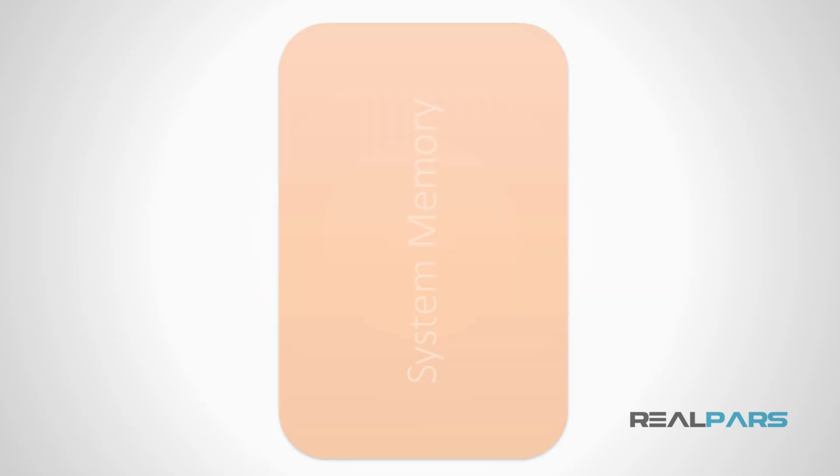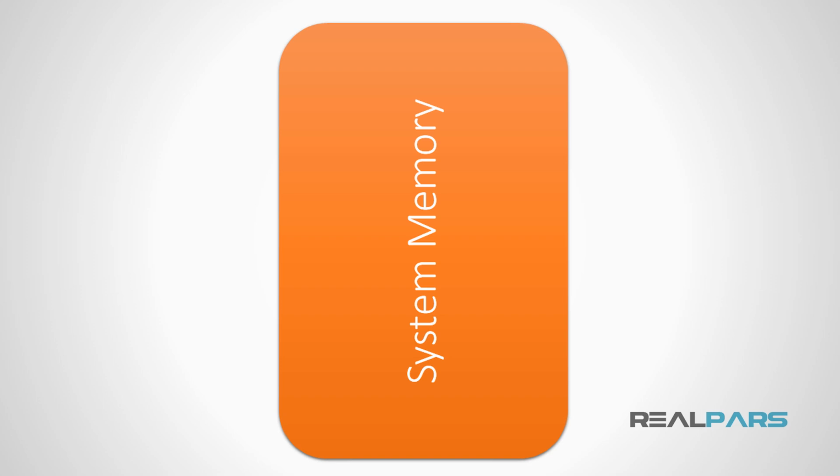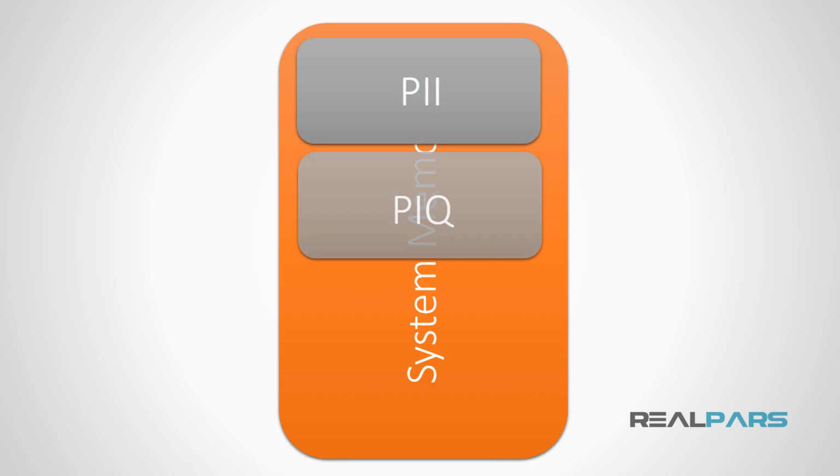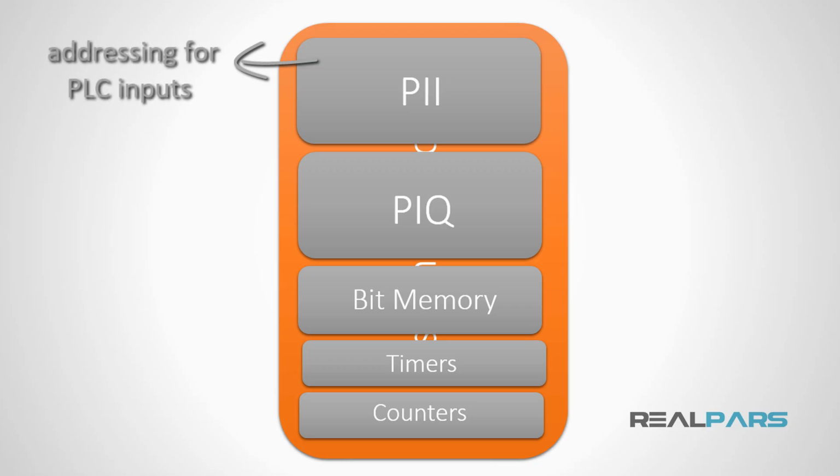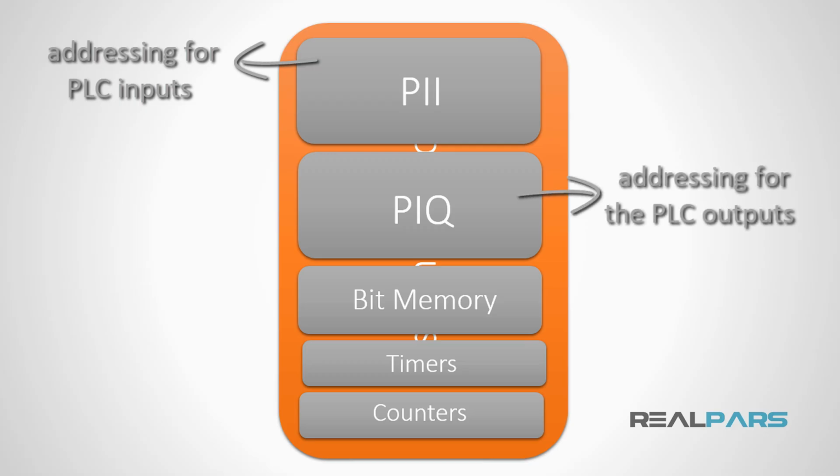Well, system memory itself consists of 5 parts: PII, PIQ, bit memory, timers, and counters. PII, or Process Image Inputs, is the environment we can use to do the addressing for PLC inputs. PIQ, or Process Image Outputs, is the environment we can use to do the addressing for the PLC outputs.